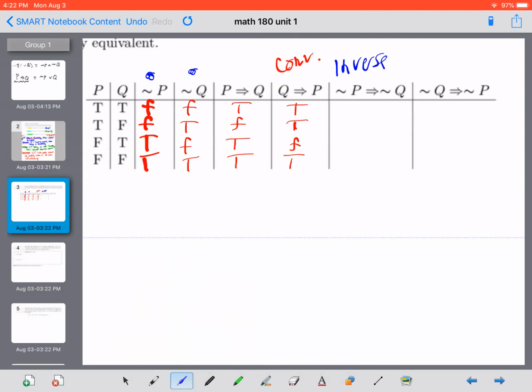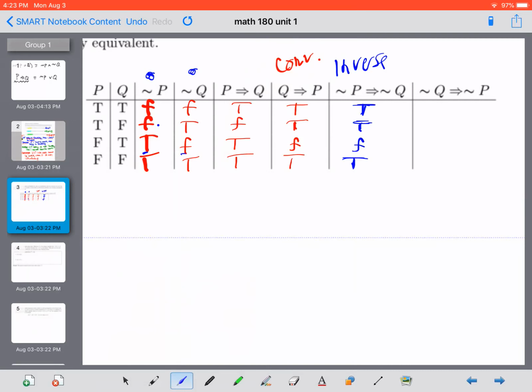So now we're going to look at not P as our hypothesis and not Q as our conclusion. All right, in the first case, we have not P, the hypothesis, as false. False hypothesis gives us an automatically true implication. In the second case, again, the hypothesis is false. That makes the entire implication true. In the third case, we get a true hypothesis and a false conclusion. That makes your implication false. And finally, in the last case, they're both true, so that makes this entire statement true.